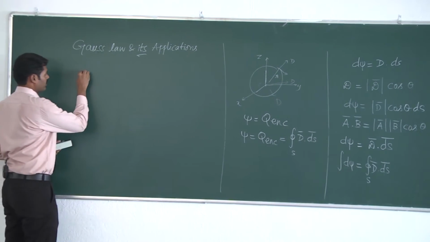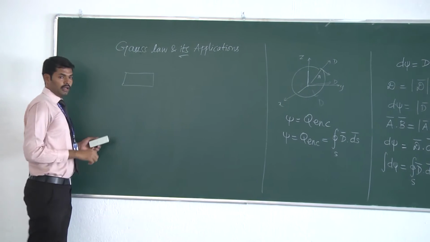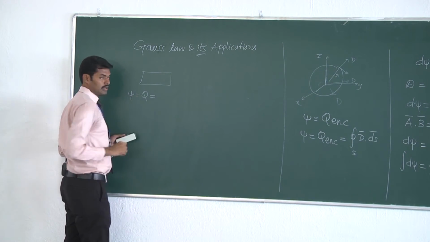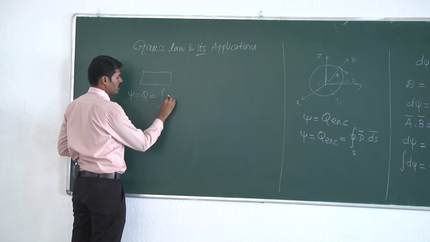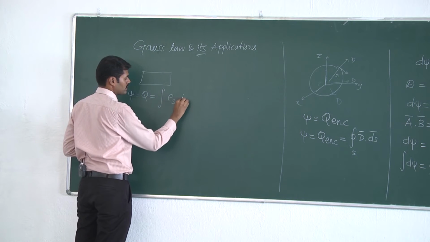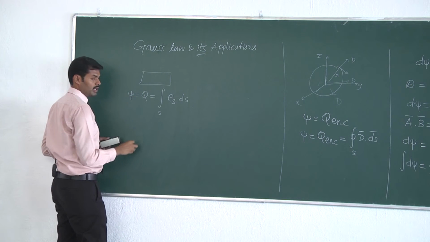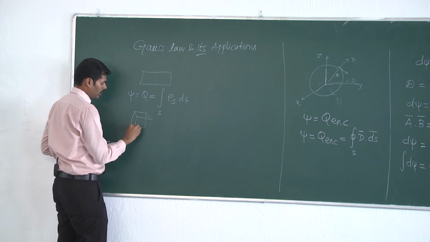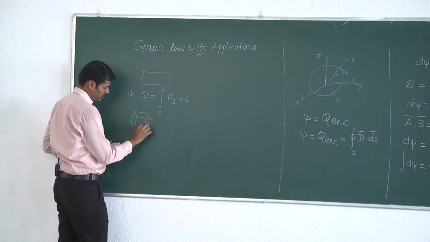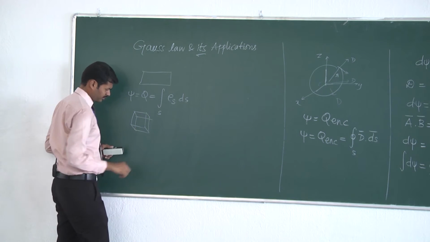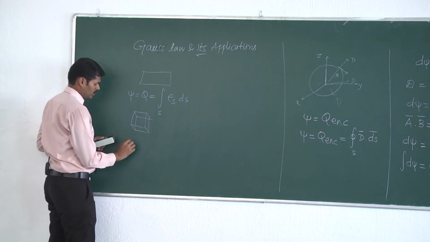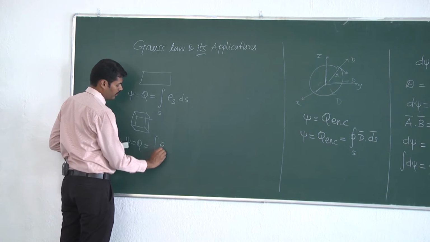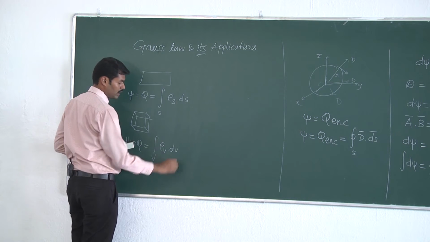Consider there is a surface like this, then for this the Gauss law can be written as xi is equal to q, which is equal to surface integral of rho s into ds. Similarly, if you are having a volume like a sphere or a rectangle or a square, then for that we shall write xi is equal to q, which is equal to volume integral of rho v into dv.